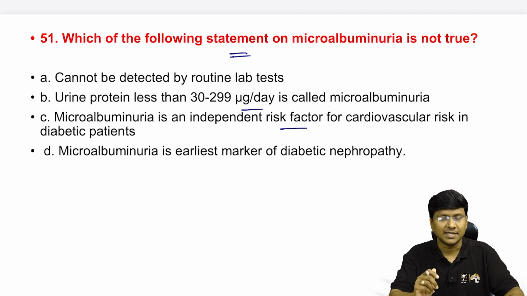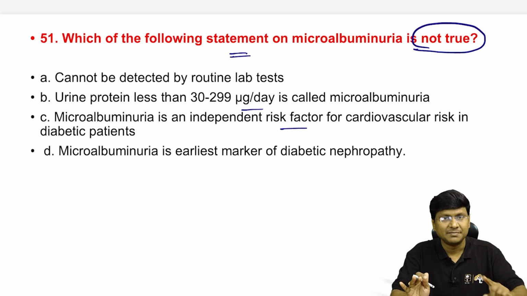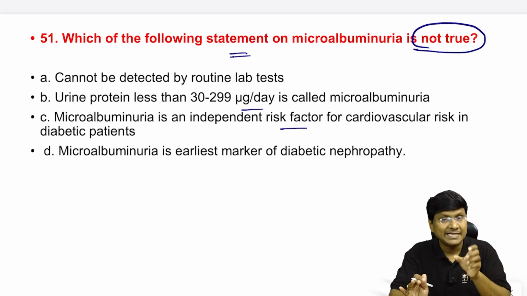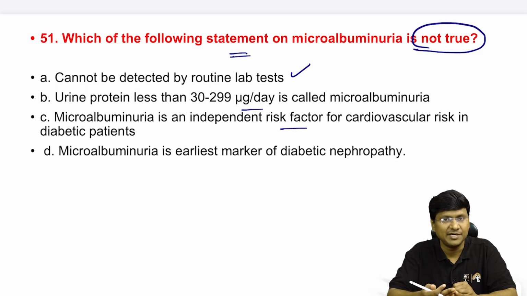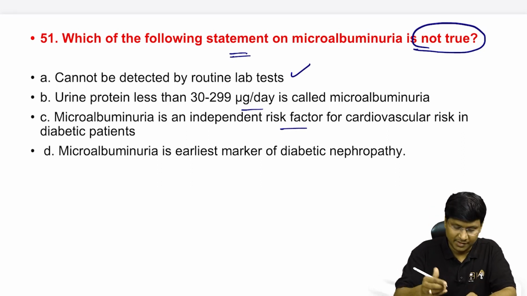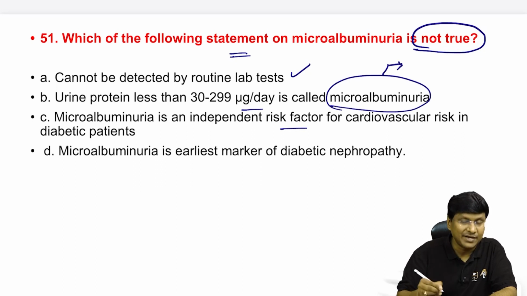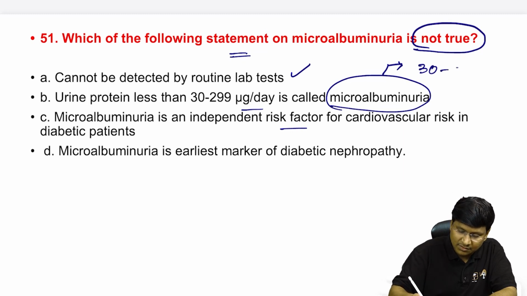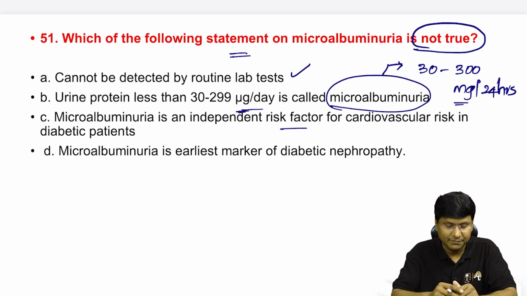So if you see, the point given is which of the following is not true. Please remember, microalbuminuria can be detected by the routine laboratory test, that is urine albumin examination. Second important point, when do we use this term microalbuminuria? We use this term when the quantity of albumin is 30 to 300 milligrams per 24 hours. So it is not micrograms per day, it should be milligrams per 24 hours.